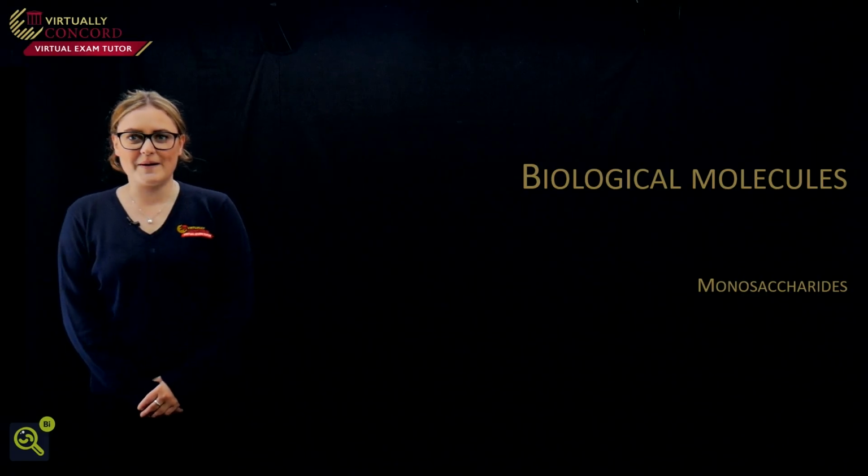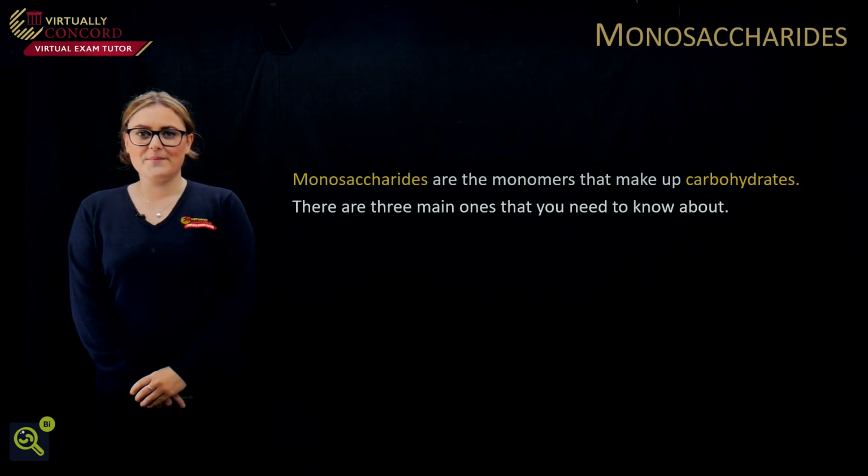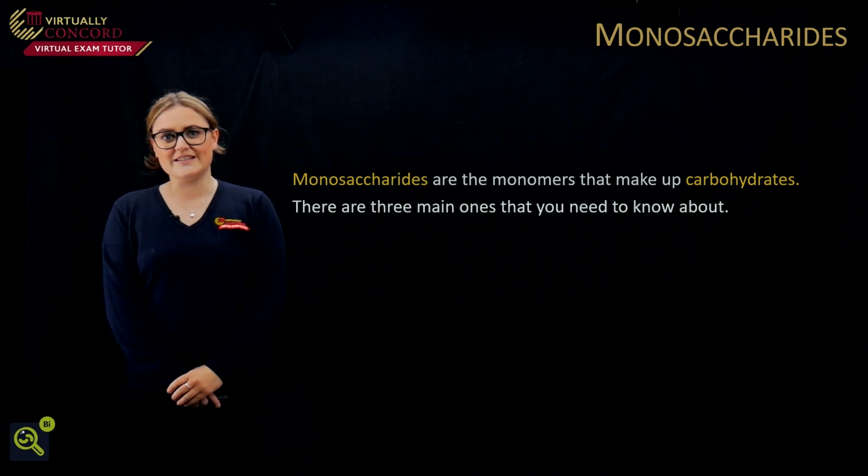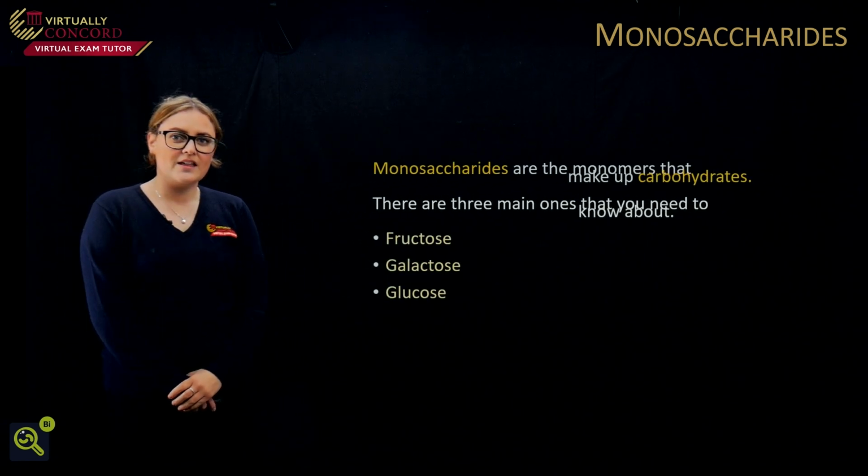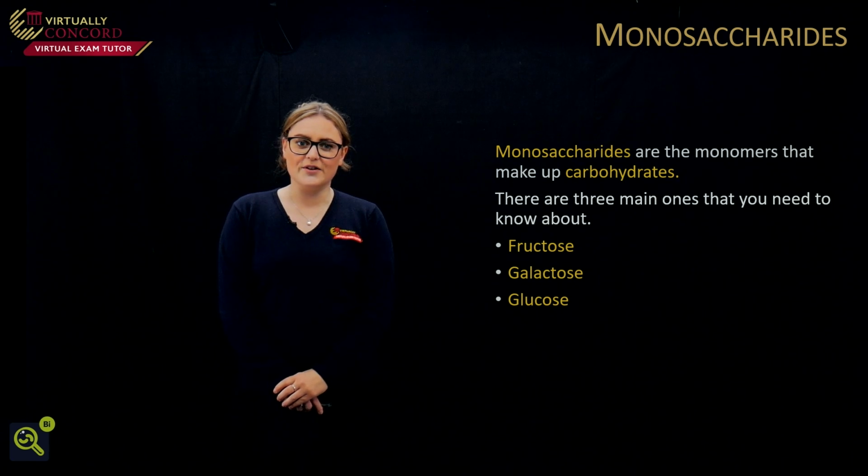In this video, we're going to talk about monosaccharides. These are monomers that make up sugars. We are also going to have a look at how we can test for them. Monosaccharides are the monomers that make up carbohydrates. There are three main ones that you need to know about. They are fructose, galactose and glucose.